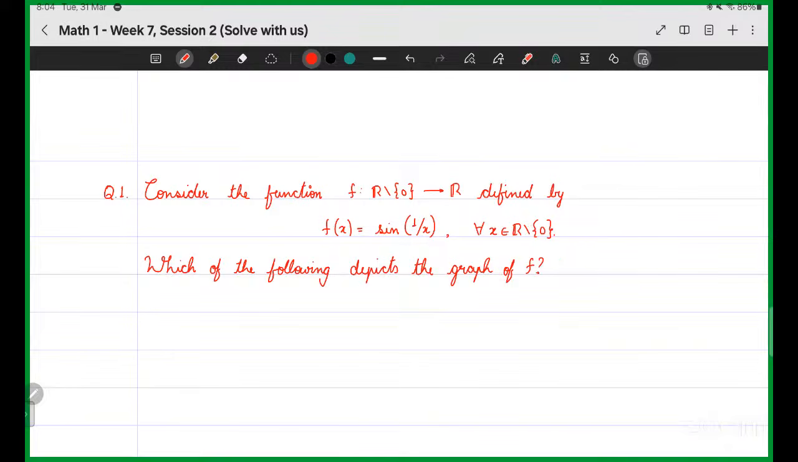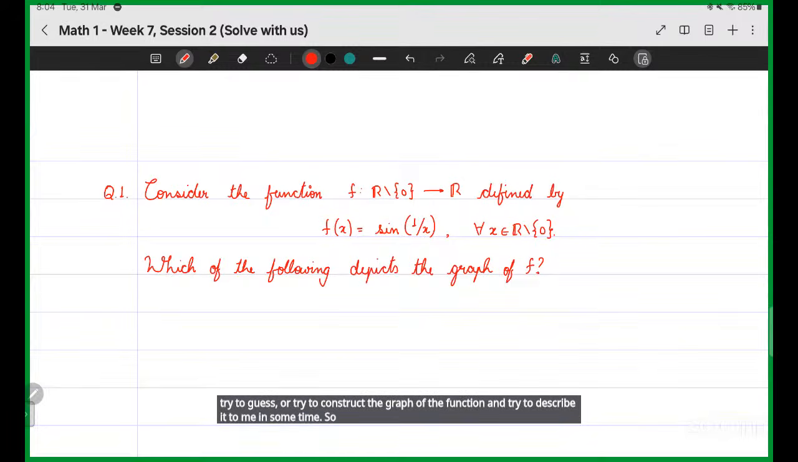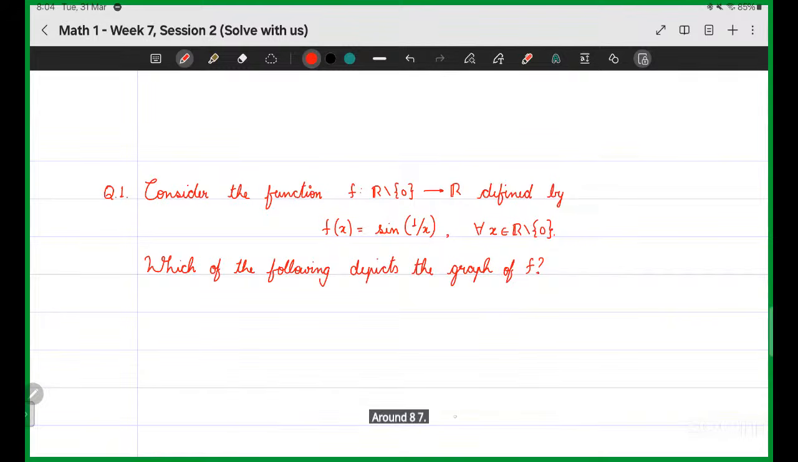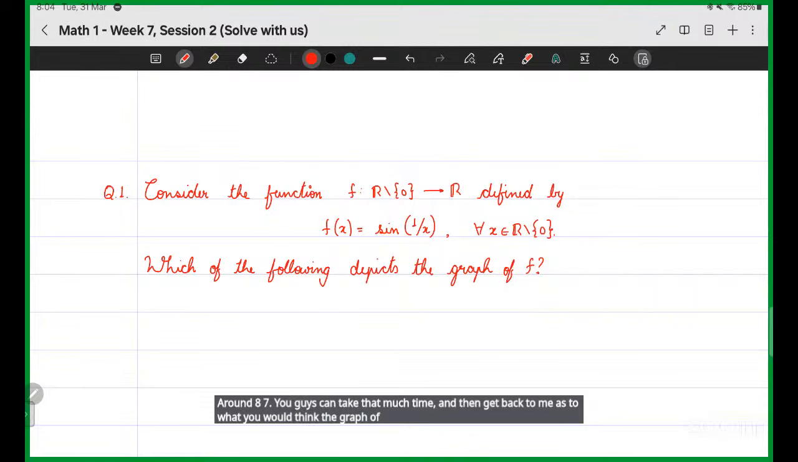But what I would encourage you to do right now is try to guess or try to construct the graph of the function and try to describe it to me in some time. So it's 8:04 now. Around 8:07, you can take that much time and then get back to me as to what you think the graph of sine 1 by x is, or if you're sure, just describe it to me, and then we'll go through the options as well.